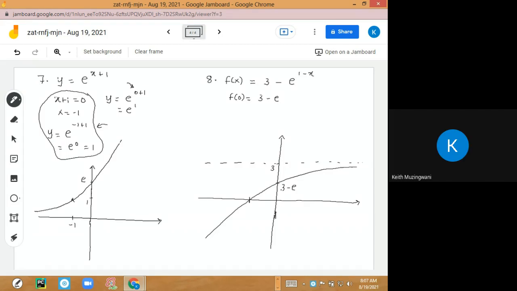Now, sometimes examiners will ask you to sketch two graphs on the same sketch. For such purposes, you are advised to indicate the function you have sketched. It's only necessary to indicate if you have more than one graph on the same sketch.